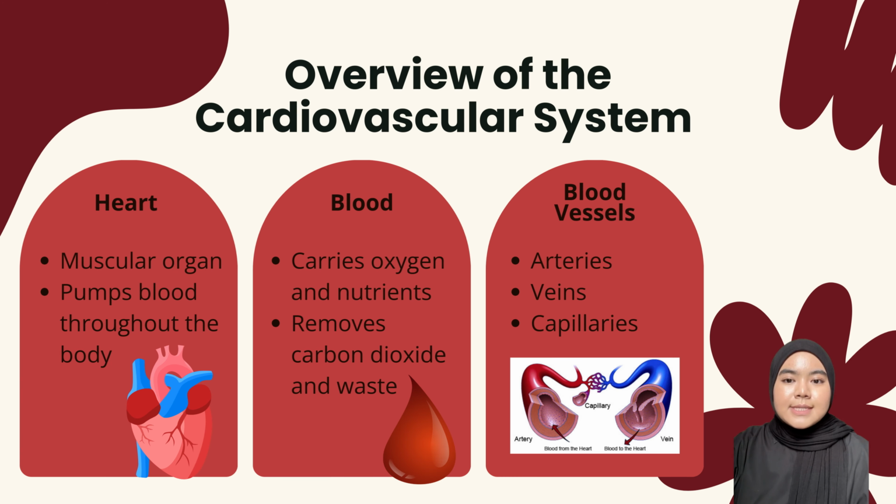The cardiovascular system is made up of three main components: the heart, blood, and blood vessels. The heart is a muscular organ that acts as a pump, pushing blood continuously throughout the body, while blood is the fluid that transports oxygen, nutrients, hormones, and waste products. Blood vessels form a network of tubes that carry blood. This includes arteries, which carry blood away from the heart, veins, which return blood to the heart, and capillaries, where the exchange of oxygen and nutrients takes place.